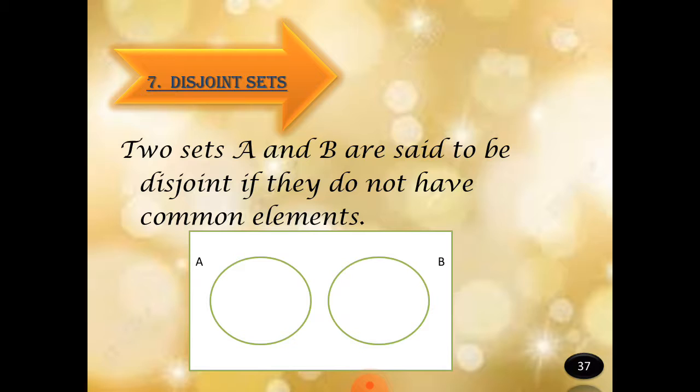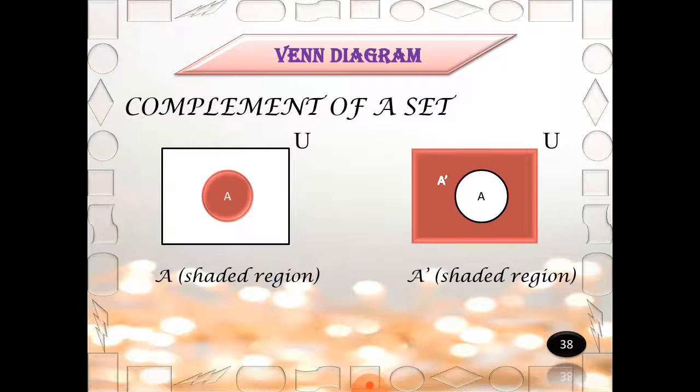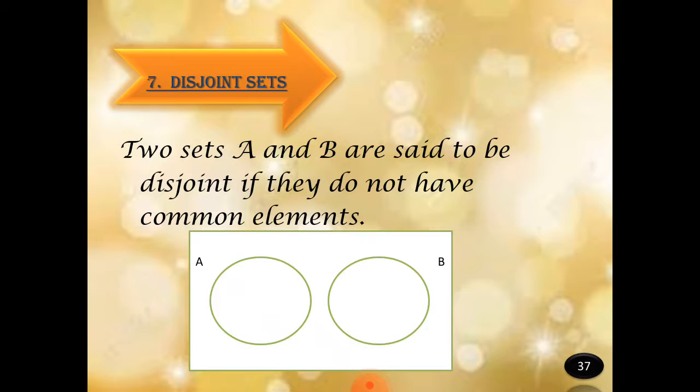Then disjoint sets. Two sets A and B are said to be disjoint if they do not have common elements. If they have no common elements, then they are said to be disjoint sets. If we have common elements, what will we say that? It is an intersection of two sets.